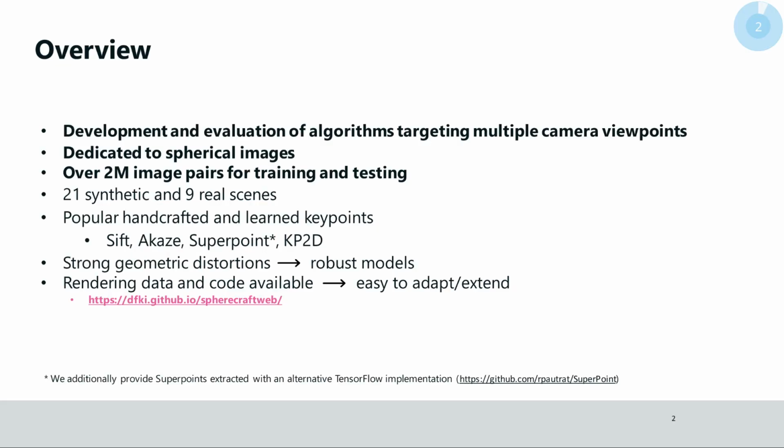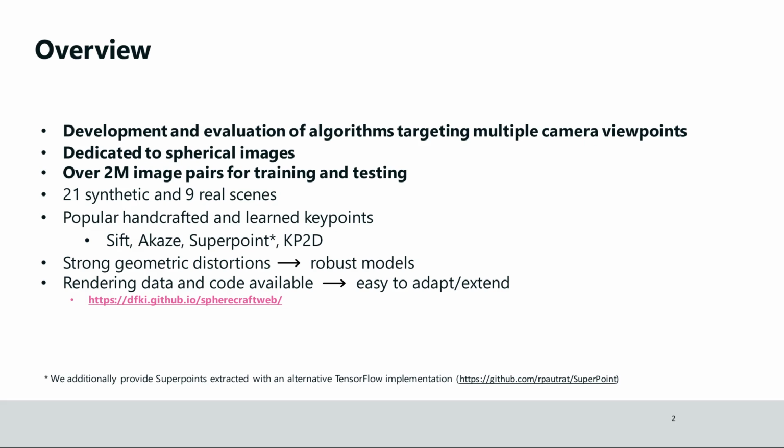Our dataset is meant to support the development and evaluation of algorithms targeting multiple spherical camera viewpoints. SphereCraft contains over 2 million image pairs for training and testing deep learning models and comprises 21 synthetic and 9 real scenes. We use popular handcrafted and recent learning-based keypoint detectors, namely SIFT, AKAZE, SuperPoint, and KP2D.